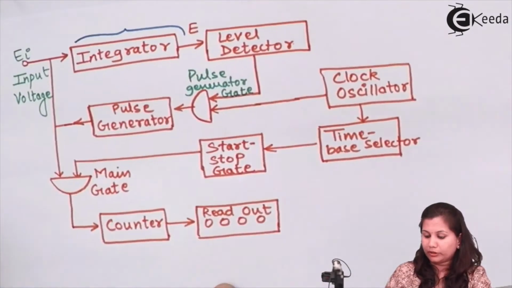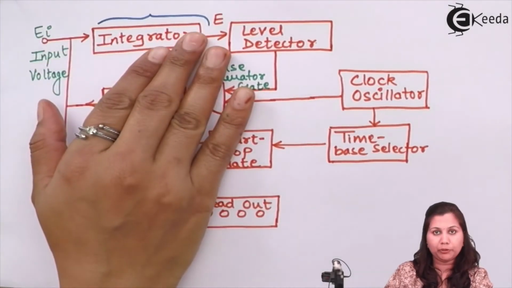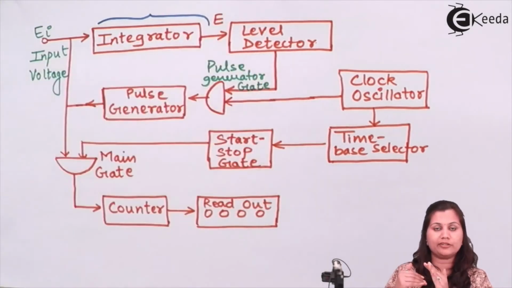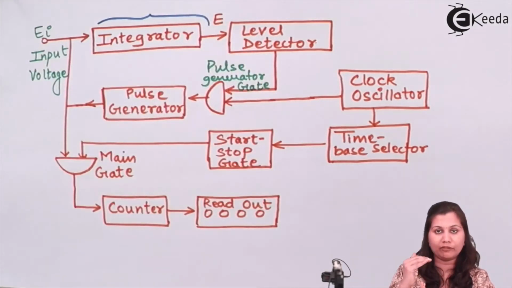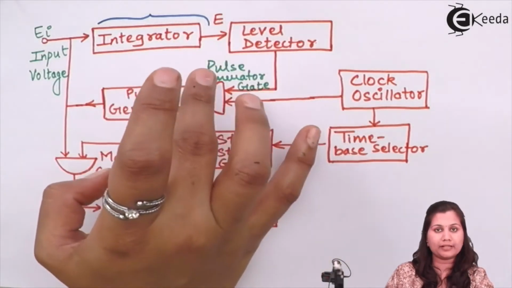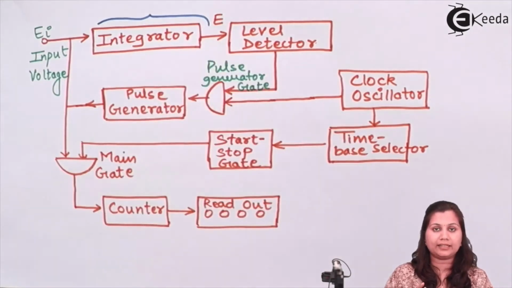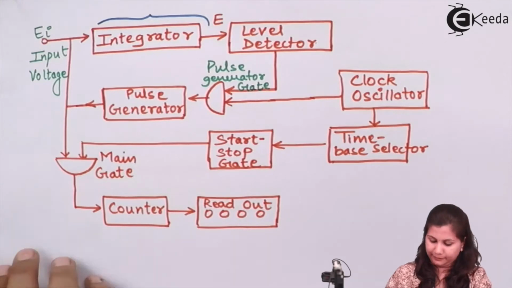So you can see in the block diagram, input voltage applied to the integrator will produce an output voltage. When this output voltage reaches a reference level, the level detector is going to generate a pulse to the pulse generator gate. Now this level detector basically acts as a comparator. It is going to compare the value of the output voltage with a fixed value, and when these two values are equal, it is going to generate a pulse. So it basically acts as a comparator.